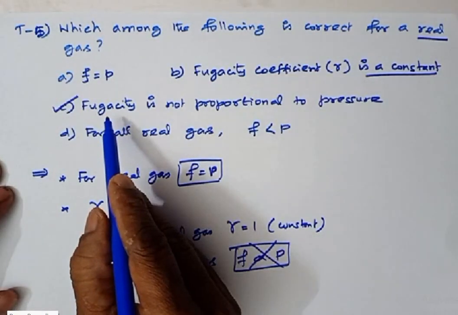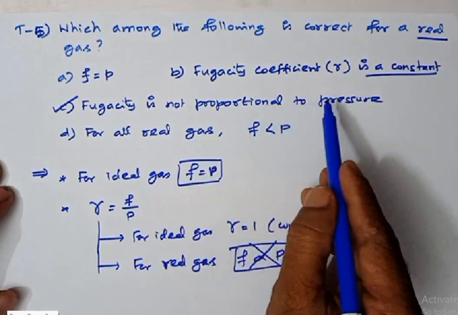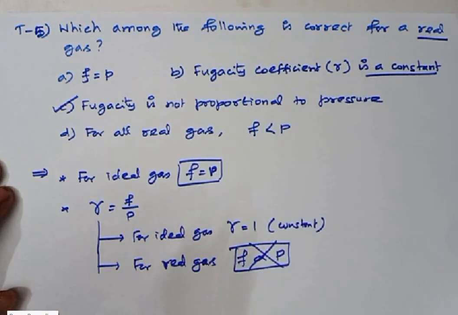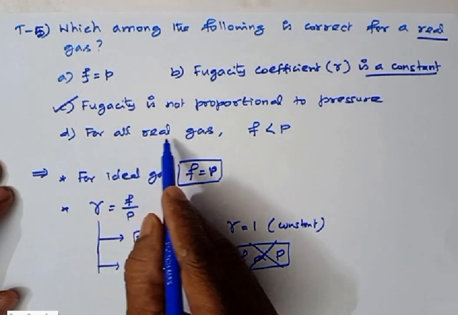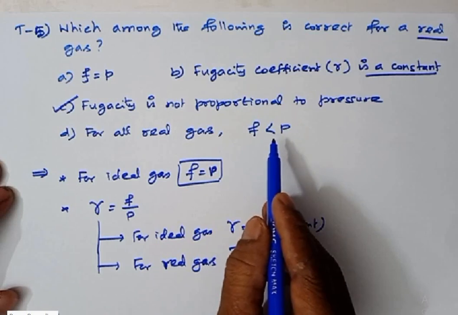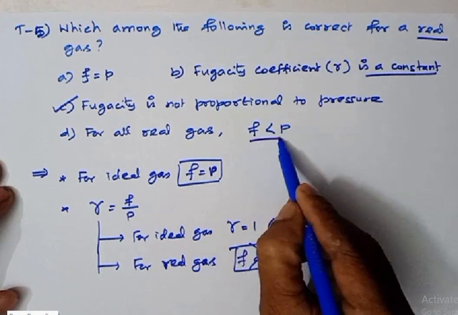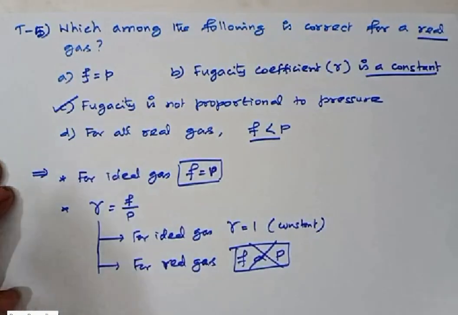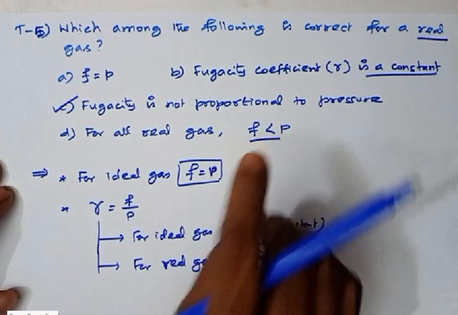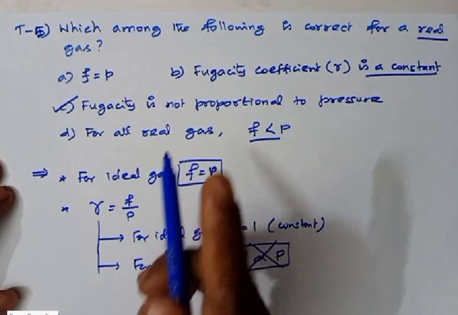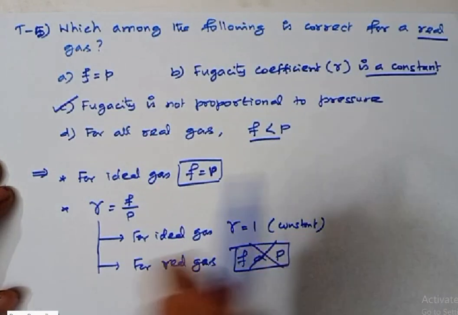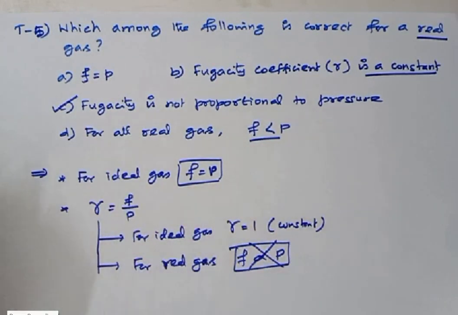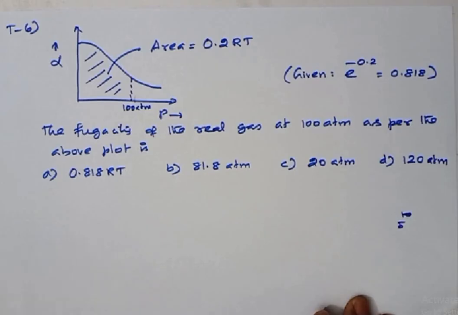See option C? Fugacity is not proportional to pressure. Yes, correct. Then in option D, for all real gases, F is less than P is given. Listen, for most real gases, F less than P is correct. But there are gases for which the fugacity value may be greater than pressure. Example, helium, hydrogen gas. I have given a few examples, right? So just go through this question carefully.